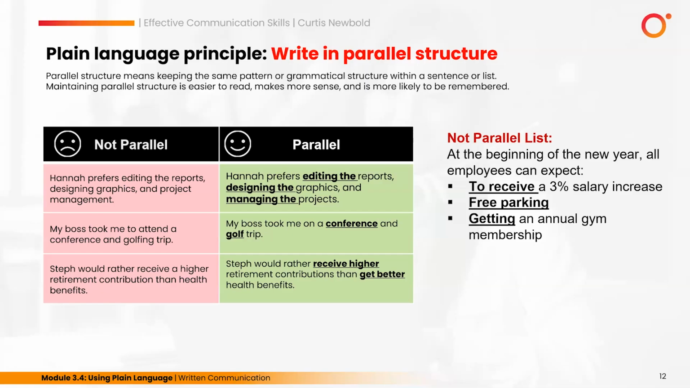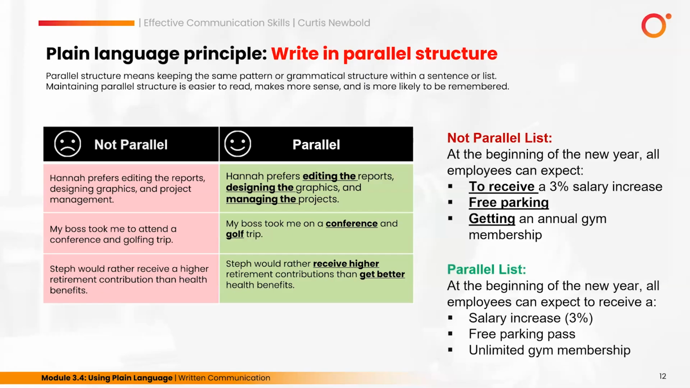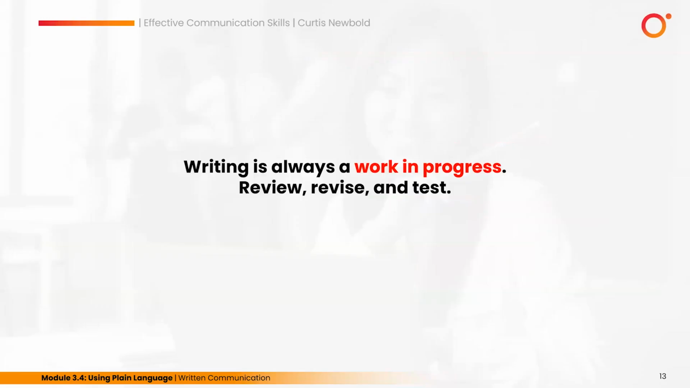Those don't match in parallelism. So how do you fix that? At the beginning of every new year, all employees can expect to receive a colon, salary increase, free parking pass, unlimited gym membership. So those are all nouns: salary increase, free parking pass, unlimited gym membership. So we follow that parallel format. So plain language wants you to use parallel structure. It's going to be a lot easier to read and follow sentence structures there.